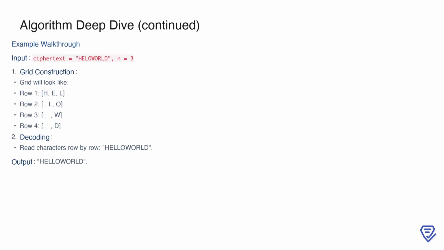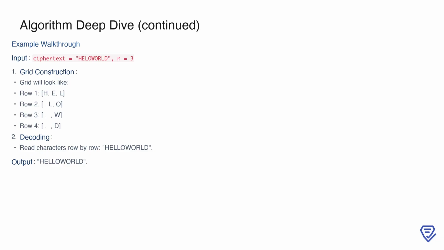To illustrate the algorithm, let's walk through an example. Suppose the input ciphertext is "Hello World", and the grid has 3 columns. First, we construct the slanted grid. The first row contains H, E, and L. The second row starts one column to the right and contains L, O, and W. The third row starts 2 columns to the right and contains O and R, while the fourth row starts 3 columns to the right and contains the final character, D.